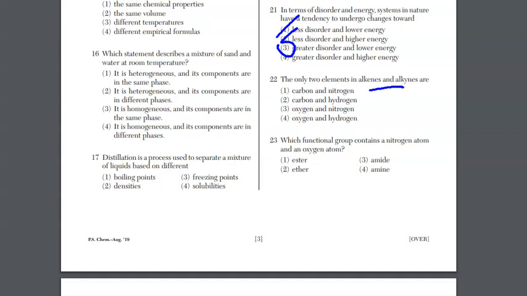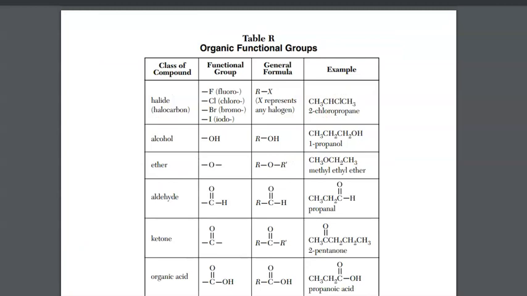If you don't remember, the 2 elements we're talking about are carbon and hydrogen. And to round out this page, for 23, which functional group contains a nitrogen atom and an oxygen atom? For functional groups, let's head to the reference table. So here we are at table R. Literally what we're looking for is a group that would be on a molecule that has oxygen and nitrogen.